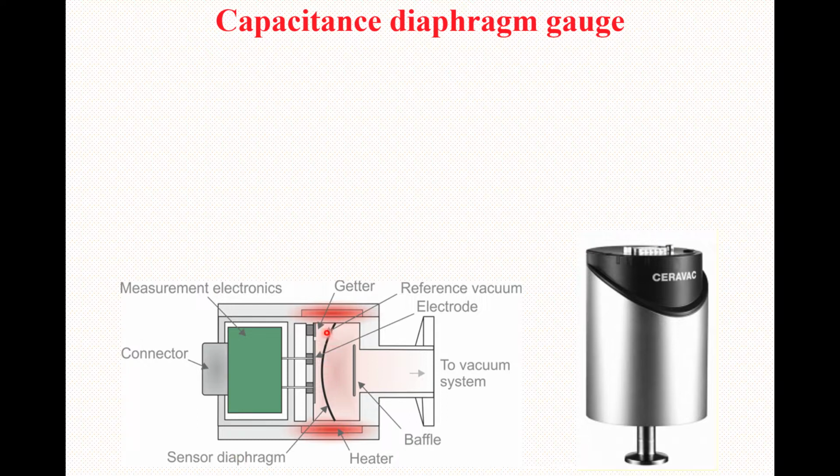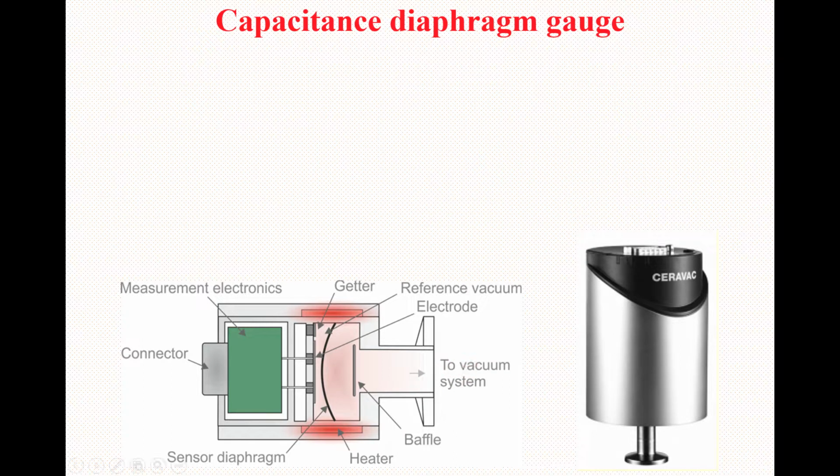And here, this portion is basically the reference vacuum, and this is the electrode. You can see it here. This is the electrode, and this particular section is the baffle, and this section basically goes to the vacuum system, where you want to create the vacuum.